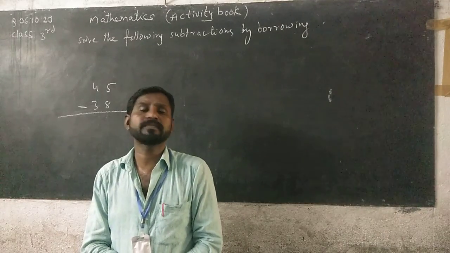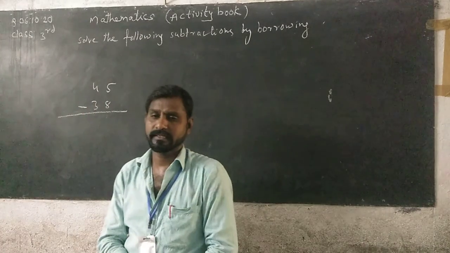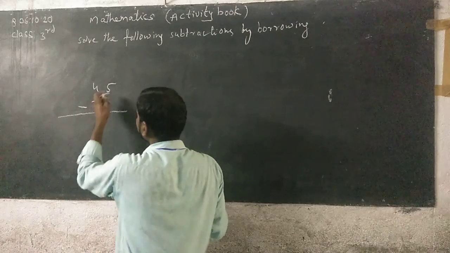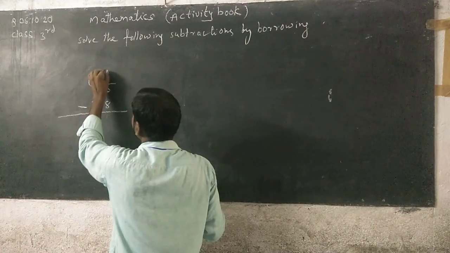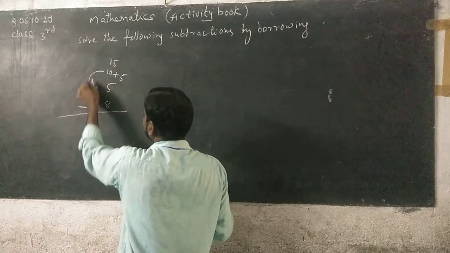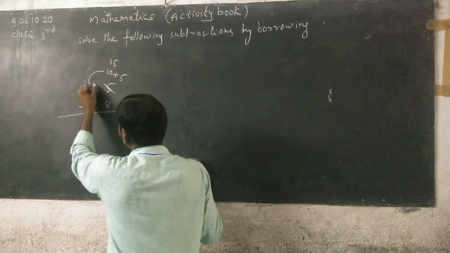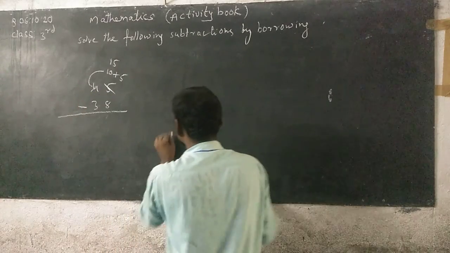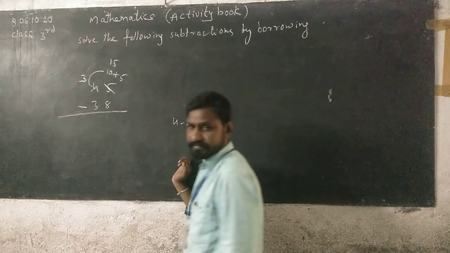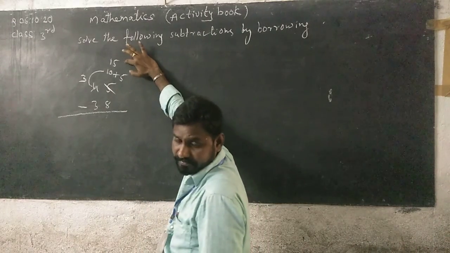Take borrowing from tens place. So here in tens place 4 is written. So here 4 is lending to 5. How much is given? 10. So 10 is added to 5, you get 15. Means 10 plus 5, 15. Now 4 has lent, so it is less by 1. Means 4 minus 1, you get 3. Then you can subtract 8 from 15.